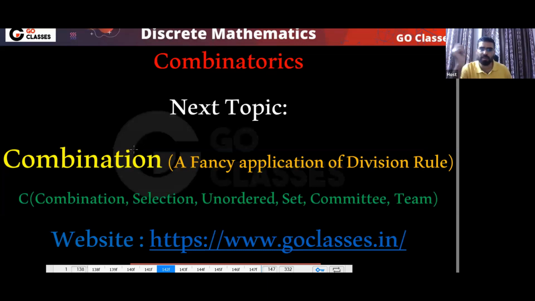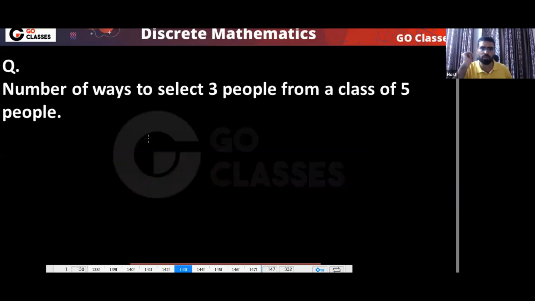Here order does not matter. Here we will select elements, and the order will not matter to us. For example, the number of ways to select 3 people from a class of 5 people. You just want to select them. What do you think the answer should be?